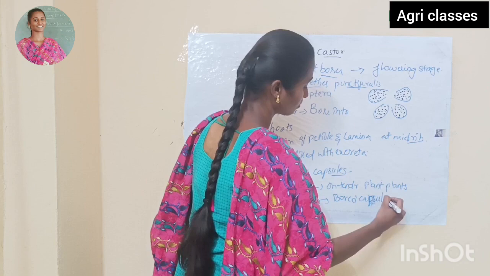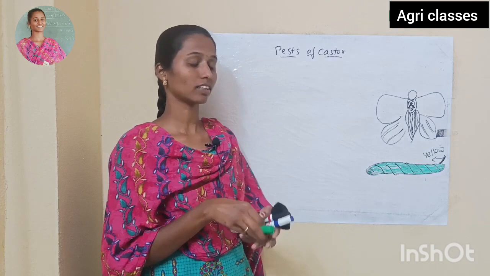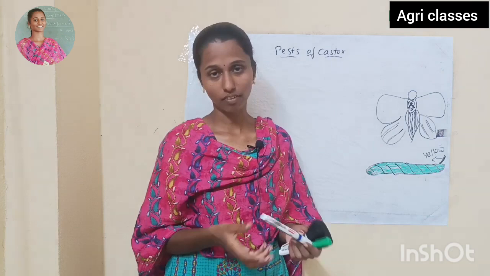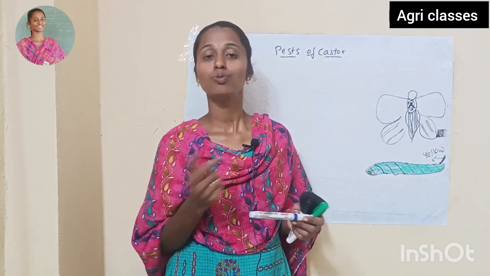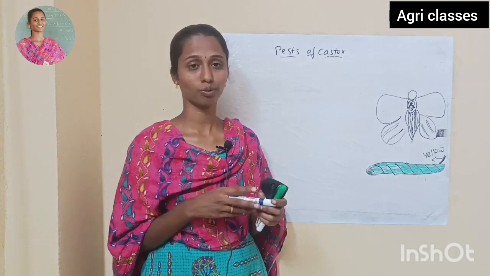Then management. So the main management for the castor capsule and shoot borer is commonly collection of the larva and destroying the larva, then sprayings after flowering, and then we can use methyl parathion 2 ml per liter water. Common management for capsule and shoot borer. There is no specific management.